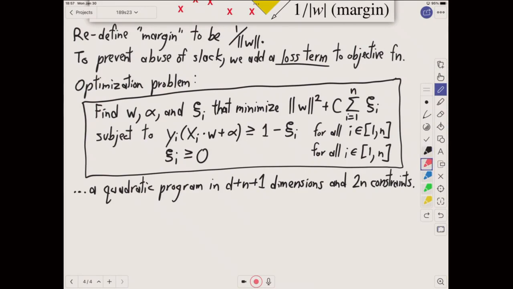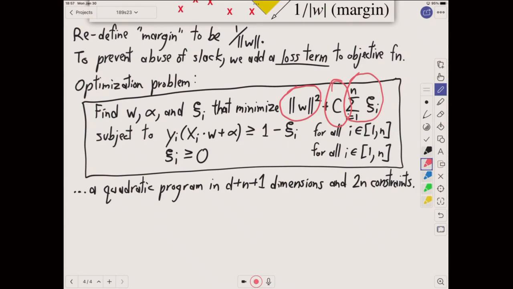So let's come back to this constant C now. What's happening here is that the optimization function itself, the cost function, is juggling two different desires. On the one hand, we have the desire to make the margin as wide as possible, which we do by making W as short as possible, the vector W. On the other hand, we also have the desire to keep the slack variables small, so we don't have too many points that are violating the margin and perhaps being misclassified.